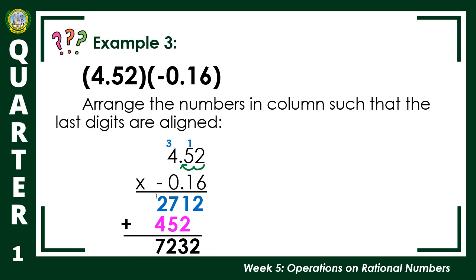And then after that, bibilangin natin yung decimal places ng ating factors. We have 1, 2, 3, 4. So, 4. Meaning, 4 na decimal places ang i-move natin. Okay? So, ito yung 7,232. And again, from the rightmost end, mag-move tayo ng 4. 1, 2, 3, 4. And then, dito natin ilalagay yung decimal point. So, kapag nasa unahan na siya, lalagyan nyo na lang ng 0 sa unahan.